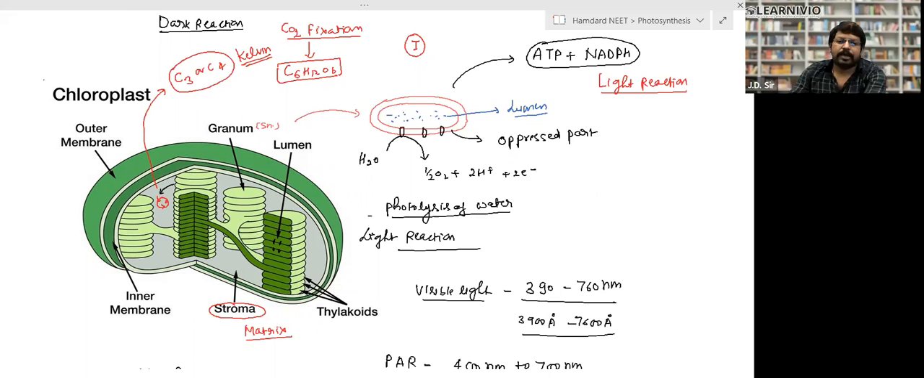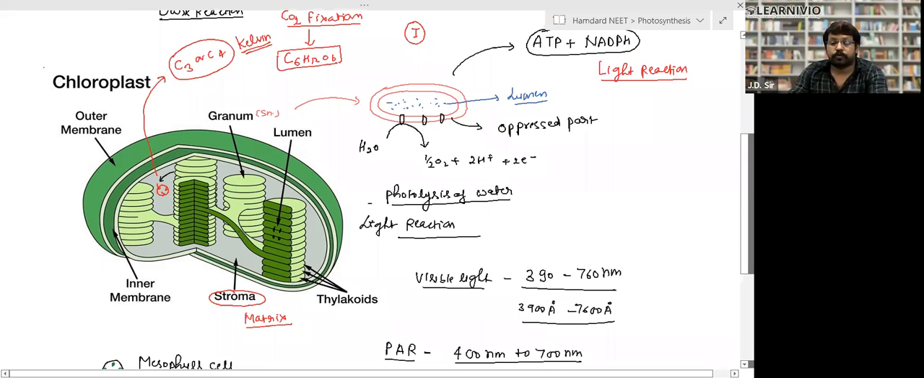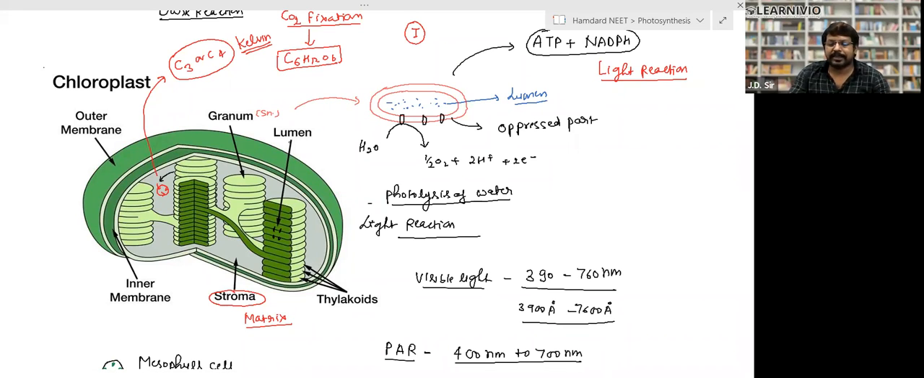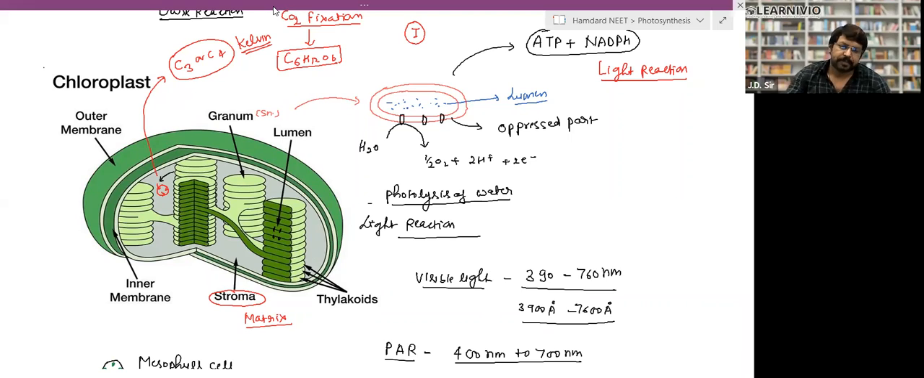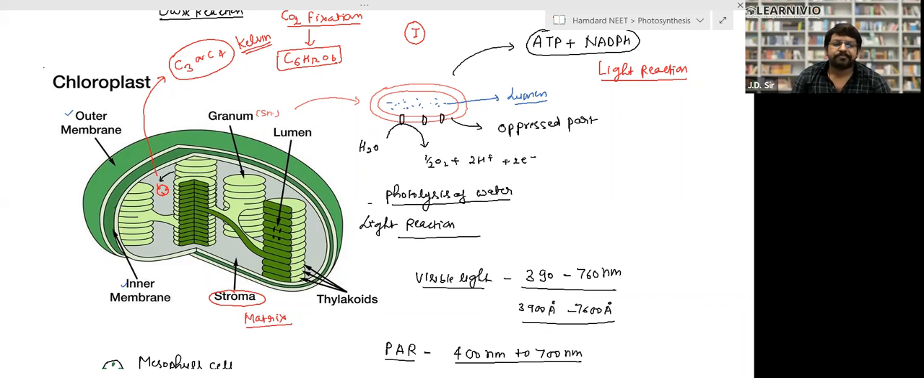First, I would like to discuss with you the structure of chloroplast. So chloroplast is a double-layered structure. Sometimes it is said that there are 3 layers. I'll discuss how scientists say there are 3 layers, but generally we say this is a 2-layer structure. There are 2 membranes. This is the outer membrane, and this is the inner membrane. Between these 2 membranes, there is a very little space.